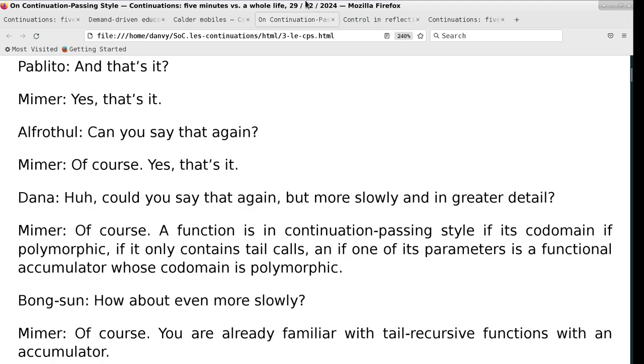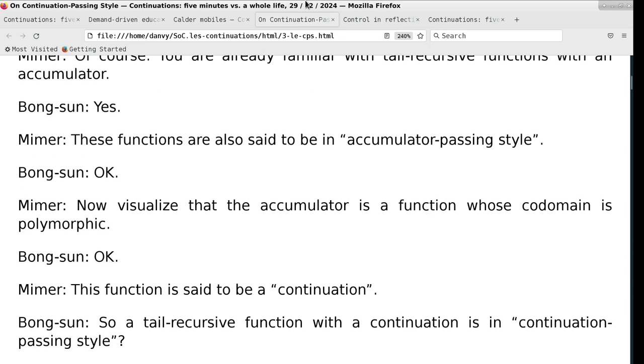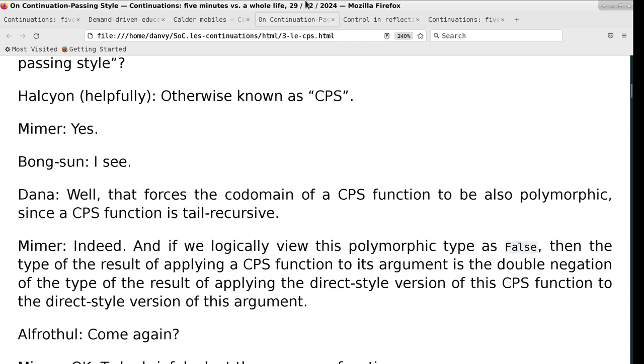Of course. You're already familiar with tail recursive functions with an accumulator. Yes. These functions are also said to be in accumulator passing style. Okay. Now visualize that the accumulator is a function whose codomain is polymorphic. Okay. This function is said to be a continuation. So a tail recursive function with a continuation is in continuation passing style, otherwise known as CPS. Yes, I see.